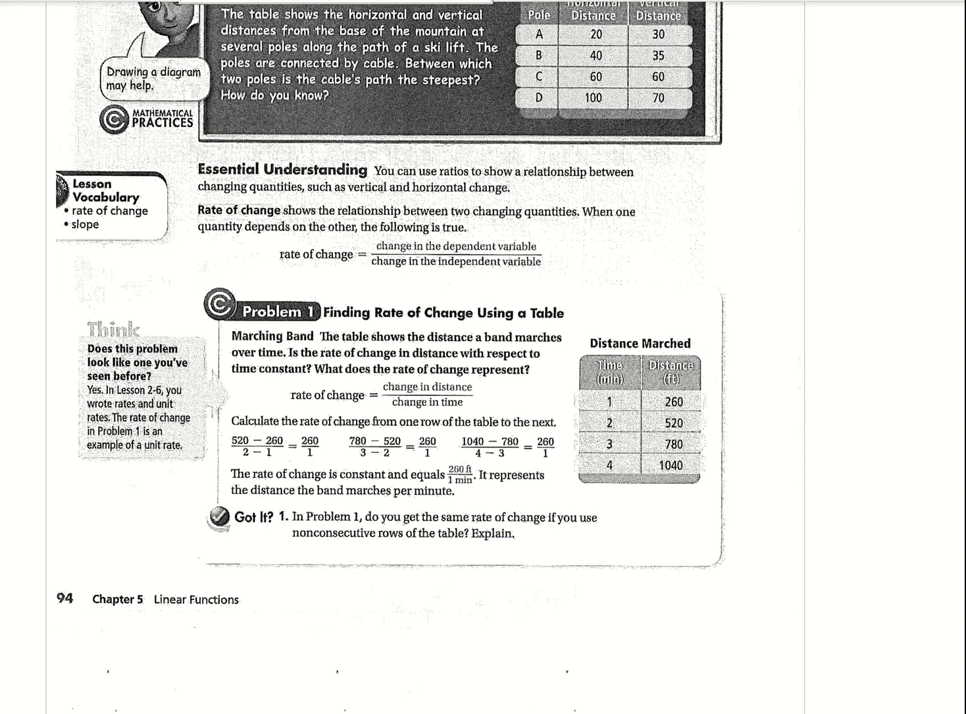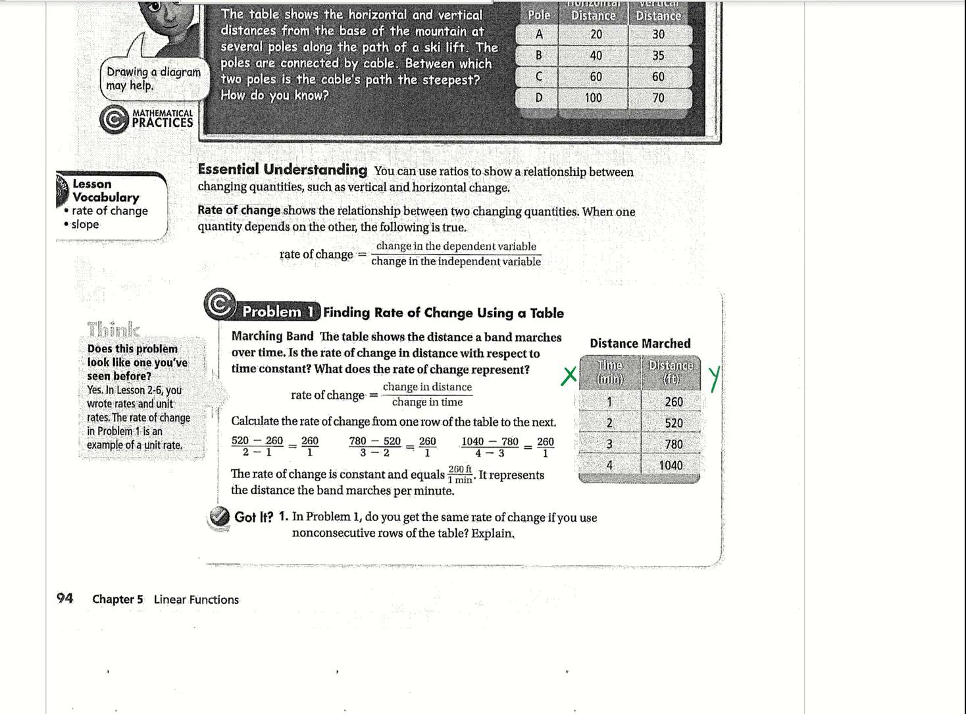All right, so pretty simple. We have problem 1 here, finding rate of change using a table. It says the marching band. The table shows the distance a band marches over time. Is the rate of change in distance with respect to time constant? What does the rate of change represent? Okay, and then we have the table on the right side with the time in minutes as the x value and our distance in feet as the y value.